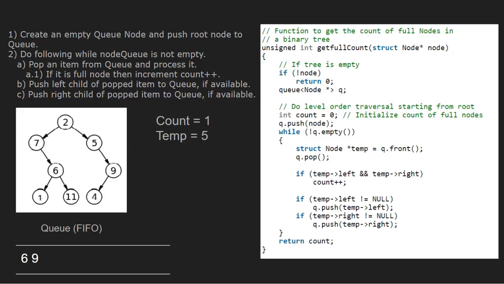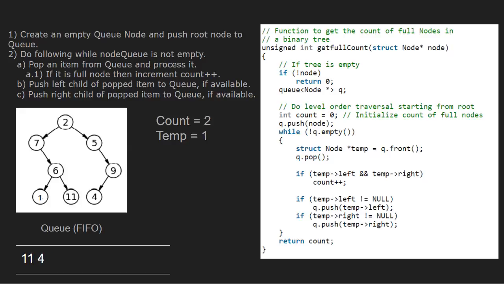Again, the queue is not null, so we enter the loop and this time 6 will be dequeued. Now, as you can see, 6 has both a left and a right child, so it is a full node. Hence, the value of count will be increased by 1, and the left and right child of 6 will be enqueued. Then 9 will be dequeued and assigned to temp. Since 9 has only one child, which is 4, the value of count will remain the same and 4 will be enqueued into the queue.